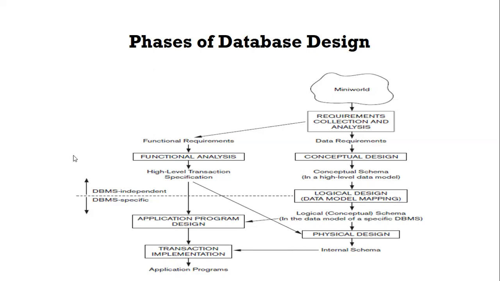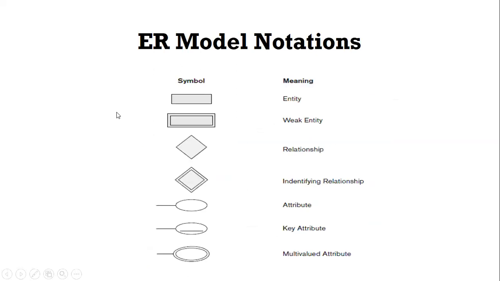The next thing is ER notations, ER model notations. The ER model is defined as the entity relationship model. We already discussed what is meant by the entity relationship model in the previous lecture. This entity relationship model will have various components, and each component will be specified by a shape.